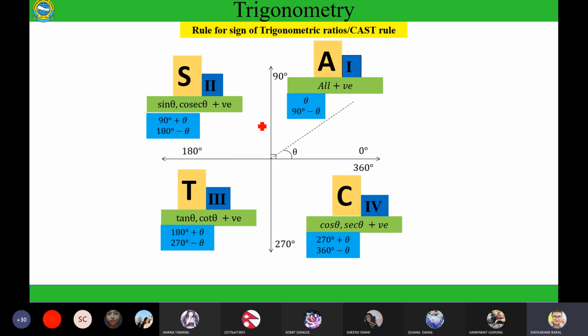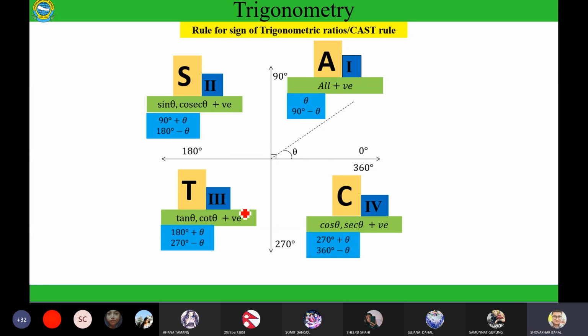Next one, this is the CAST rule. Please remember it, this is very important here. CAST: first quadrant, second quadrant, as I discussed in the earlier slide. So here, all ratios will be positive in the first quadrant, that is all six trigonometric ratios. In the second quadrant, sin theta and cosec theta will be positive. That is, the value of sin and cosec for an angle in the second quadrant will always be positive. Similarly, tan and cot will be positive in the third quadrant.